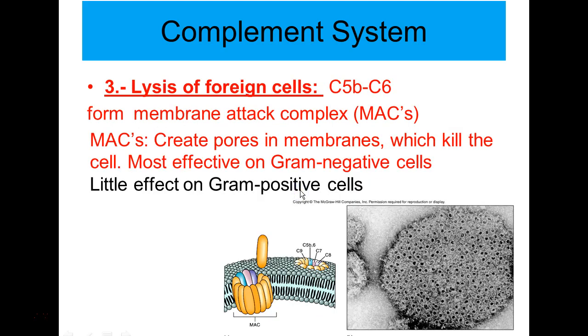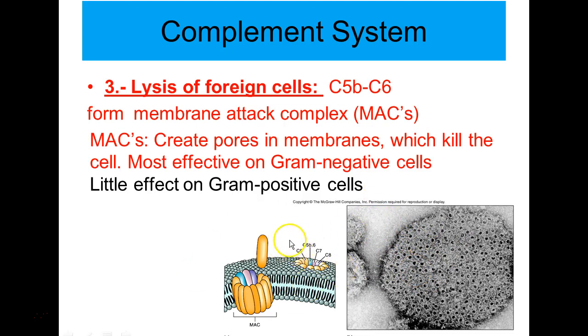Lysis of foreign cells. C5b through C9 complement proteins: C5b, C6, C7, C8, and C9 insert themselves into lipid membranes, creating pores that cause leakage of cytoplasm from the cells and thus cell death.